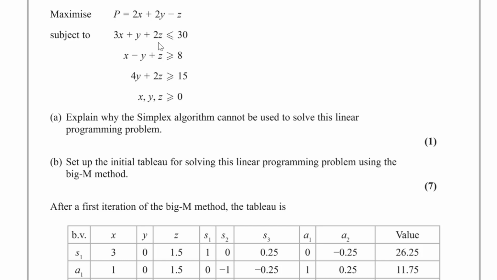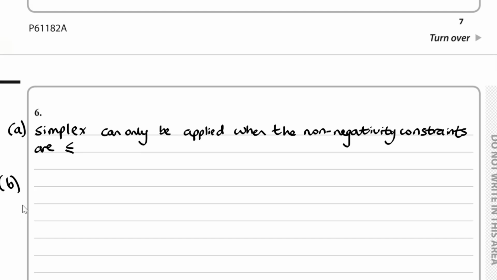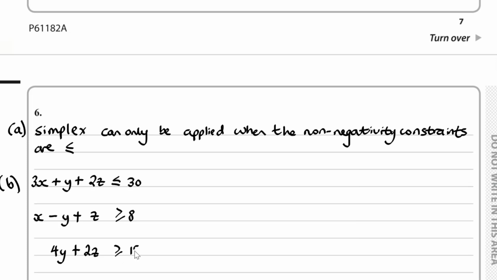We've got 3x plus y plus 2z being less than or equal to 30. Okay, let's begin with that. We've also got x minus y plus z being greater than or equal to 8, and we've also got 4y plus 2z being greater than or equal to 15.